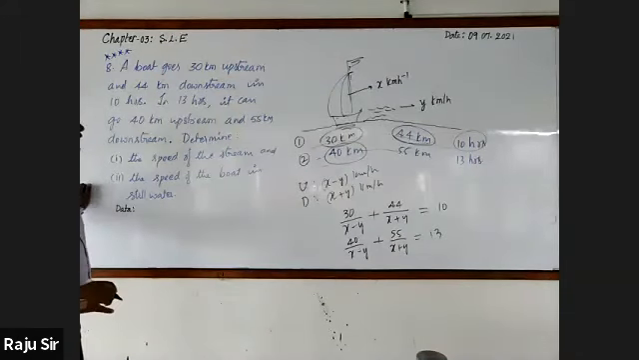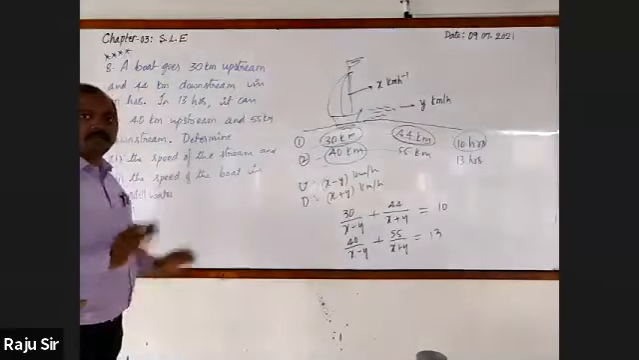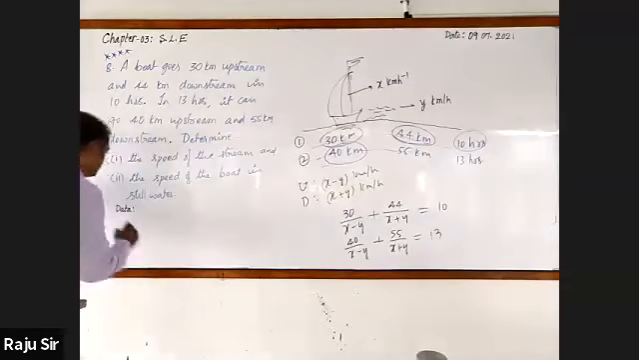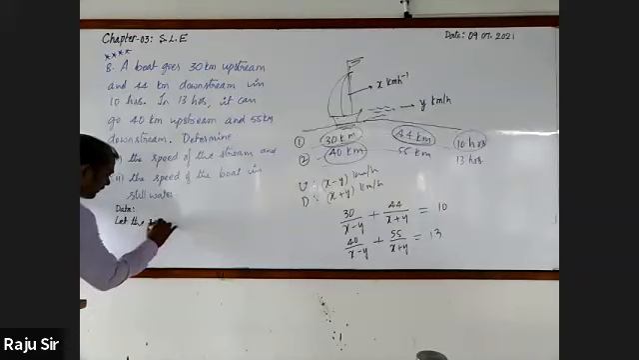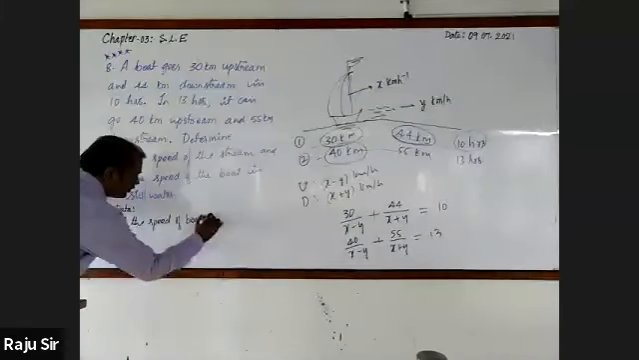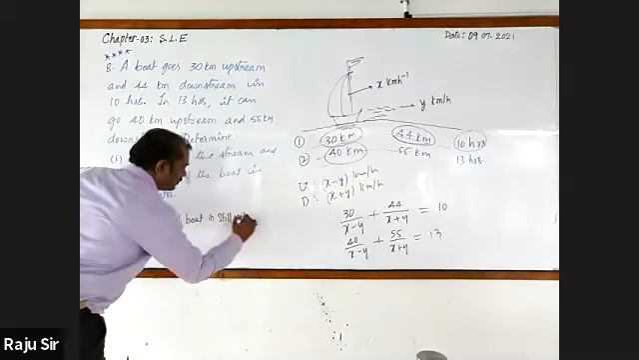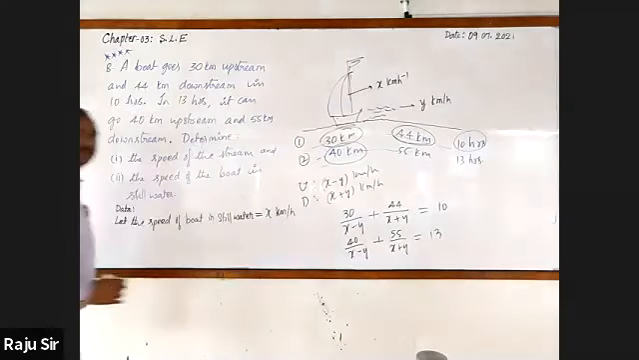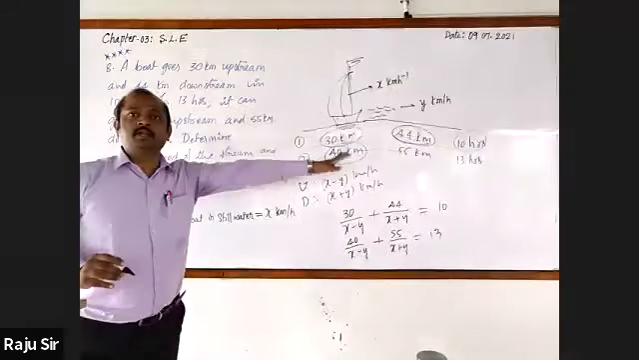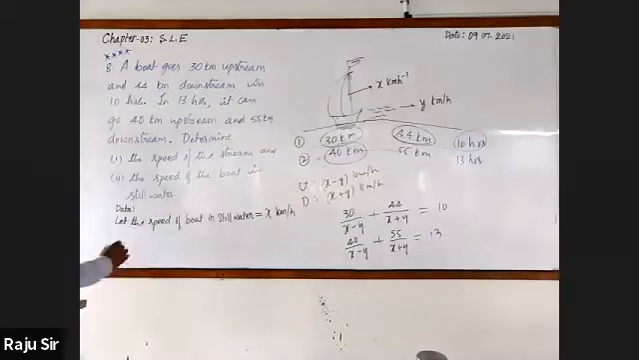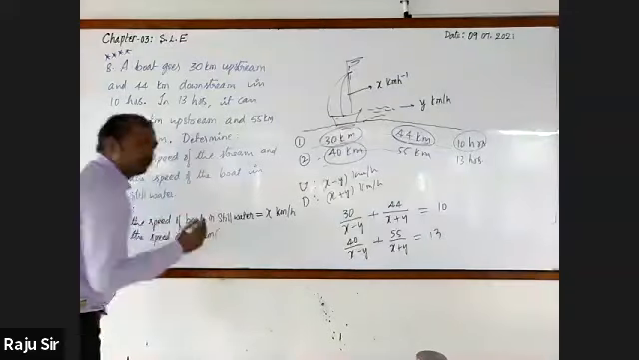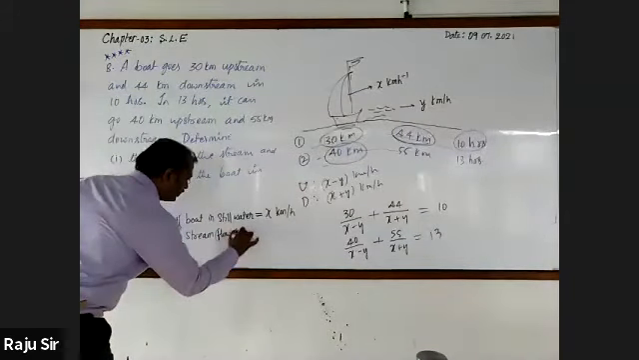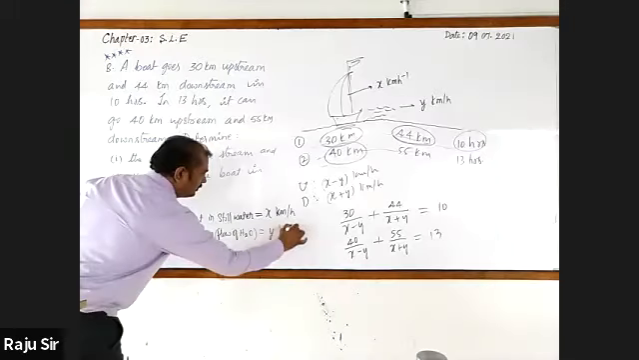Let the speed of boat in still water, nothing but running water, be x kilometer per hour. Next, the speed of running water, nothing but the speed of stream, is moving water, a flow of water. The flow of water is equal to 3 kilometer per hour.